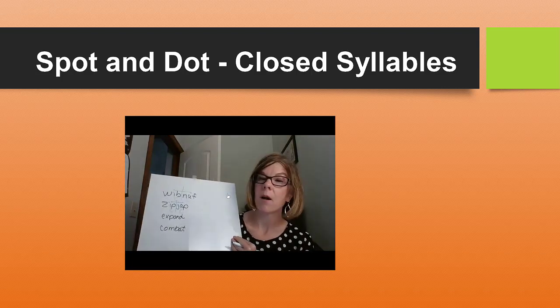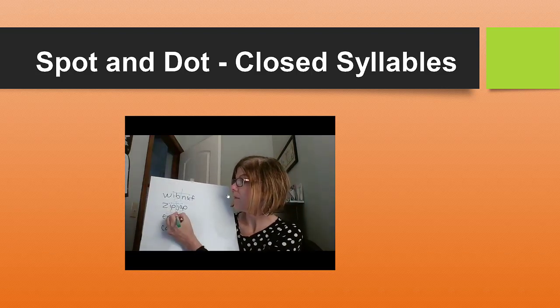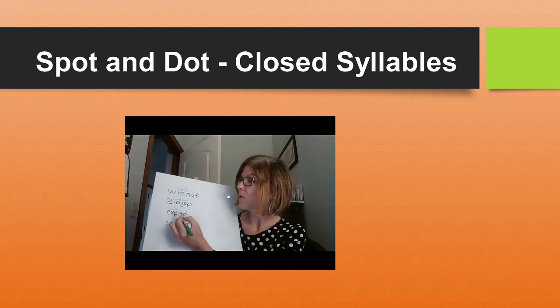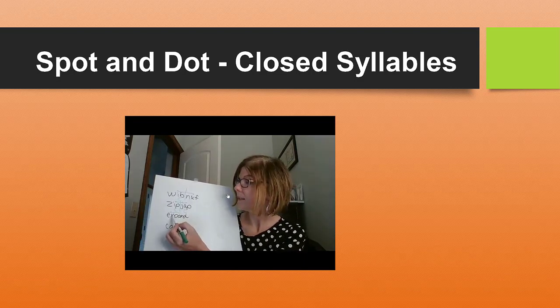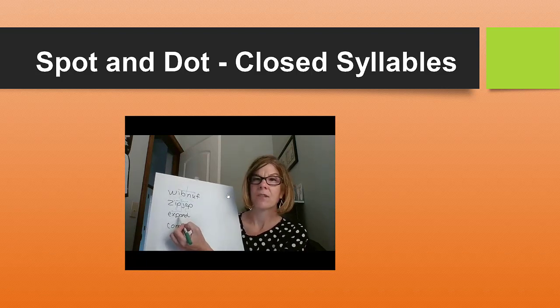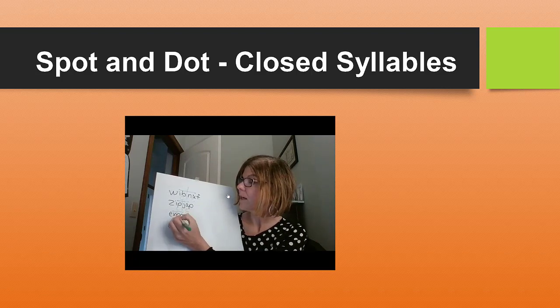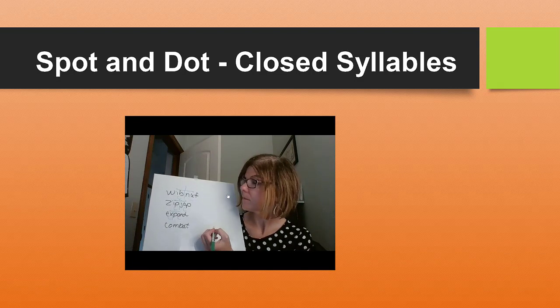So let's look at this with a couple of real words. So if I look down here, I'm going to spot and dot my vowels, just like always, draw a line. And I know that I'm working with closed syllables, so I have to have one vowel followed by one or more consonants. So following the E, I see X and P. I know that those can't be together in the English language, so I'm going to divide right here. So my first syllable is ex, my second syllable is pand. So that word is expand.